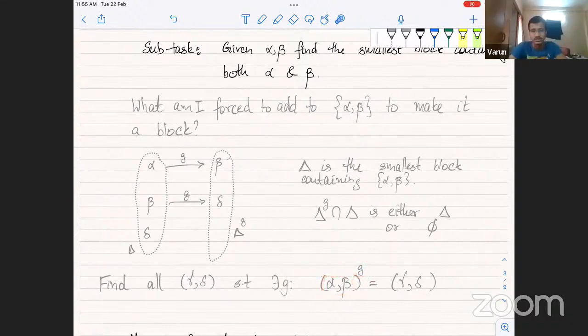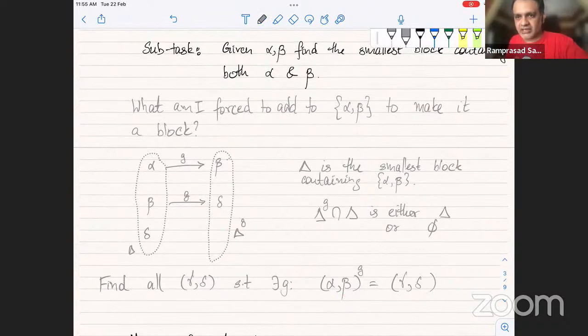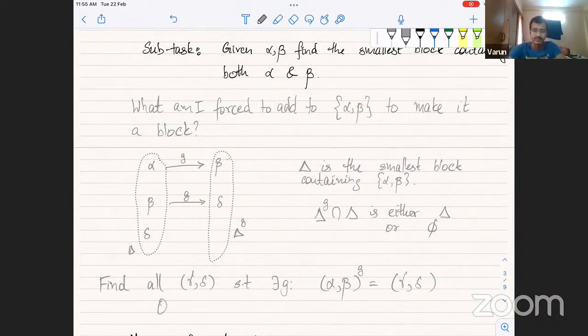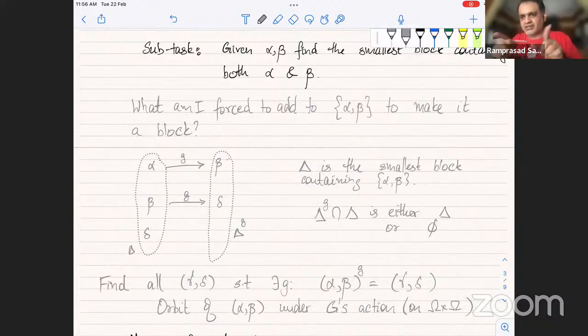No, it acts on omega cross omega because these are elements from omega. So G is acting on omega cross omega, and what we are asking is where all can alpha comma beta go to? So this is the same thing as the orbit of alpha comma beta under G's action. But now G is acting on pairs of stickers. That is, it moves both stickers together.